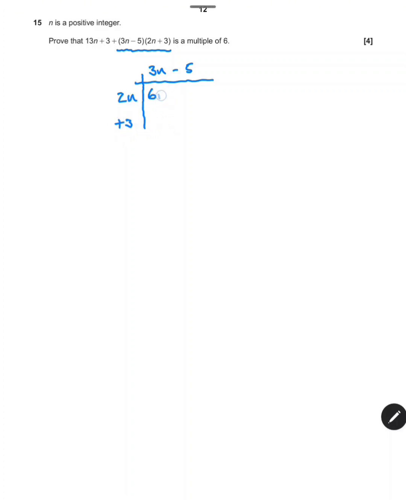2n times 3n is 6n squared. 2n times minus 5 is minus 10n. 3 times 3n is 9n. And 3 times minus 5 is minus 15. If we now rewrite what we started with, but include this as an expanded bracket, I've got 13n plus 3. And all of this is down here now. So I'm going to add 6n squared minus 10n plus 9n minus 15.